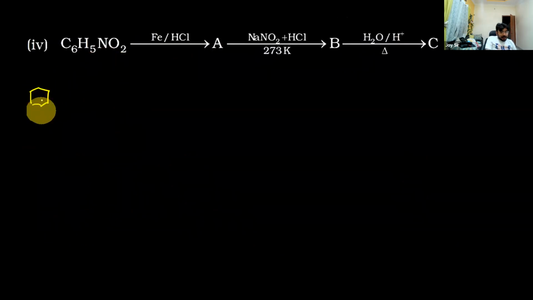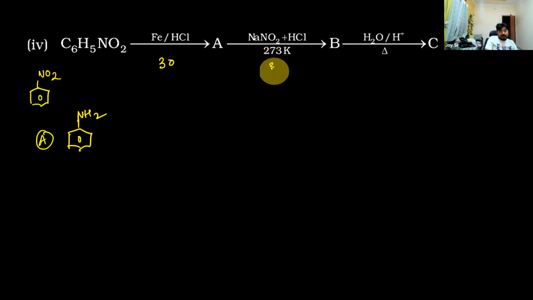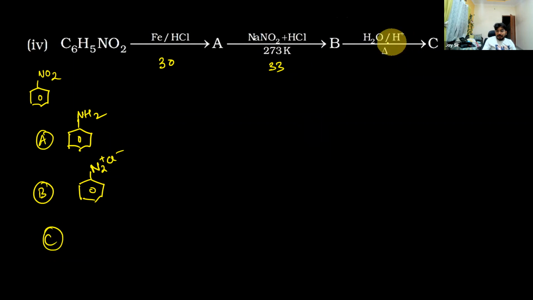C6H5NO2 means nitrobenzene. This is our nitrobenzene. Then we give Fe/HCl. Which reaction number is that? Number 30. What will happen? A will become C6H5 with NO2 replaced by NH2. Then what do we give? The 33rd reaction, NaNO2 with dilute HCl. What will B be? Diazonium chloride of benzene. It will become N2 plus Cl minus. Then what will C be? We are giving H2O, H plus, which is nothing but our H3O plus. What happens when H3O plus is given directly? It is not mentioned anywhere, so it will be number 40. N2 plus Cl minus goes away and it will give you phenol. Okay, this will give you a phenol.